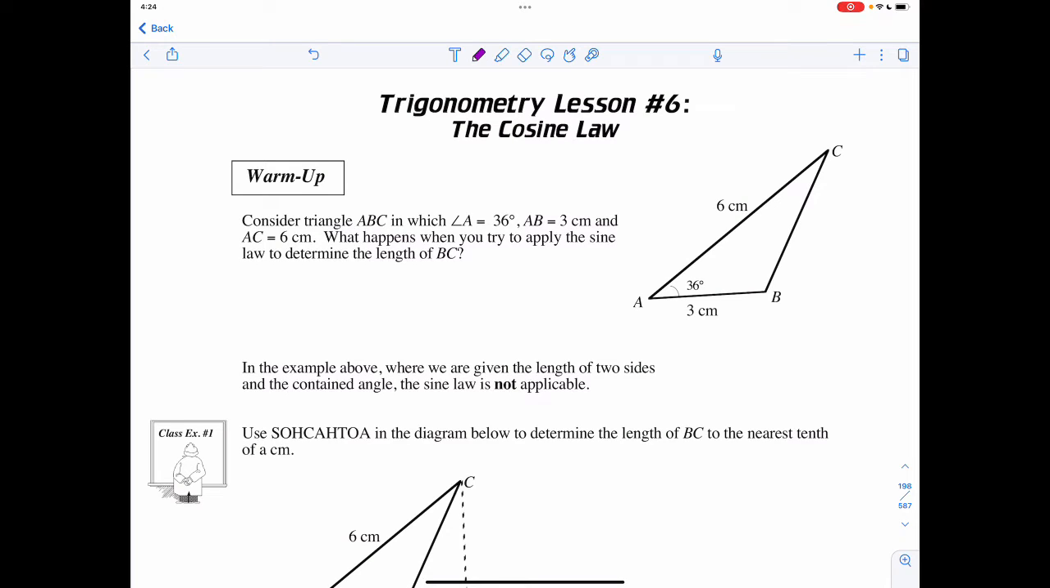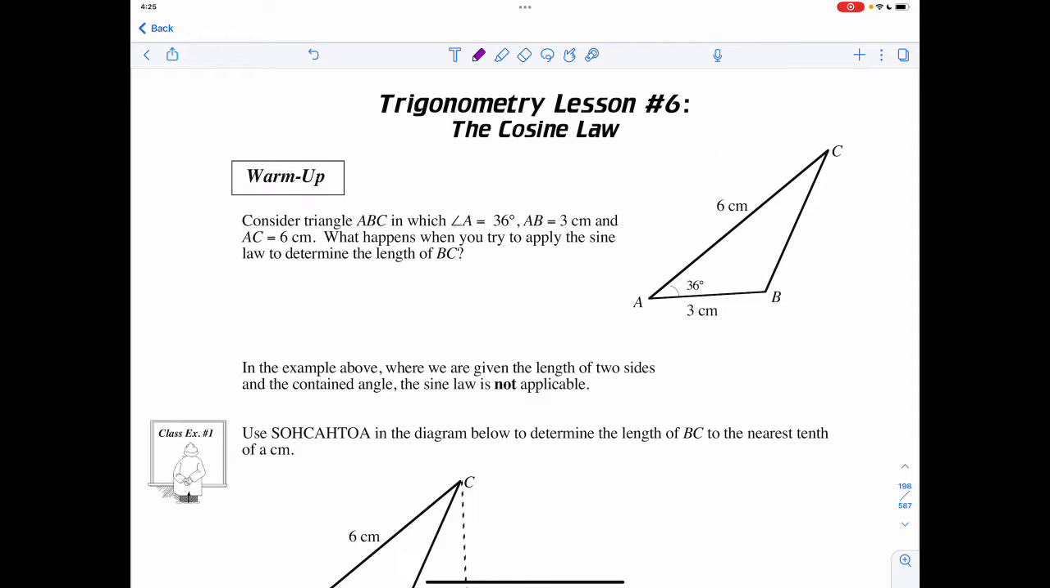All right, in the last lesson, we learned the sine law and how to use the sine law in order to solve for non-right angle triangles. Now we're going to use the other one that we can apply, the cosine law, which works in different circumstances than the sine law does.